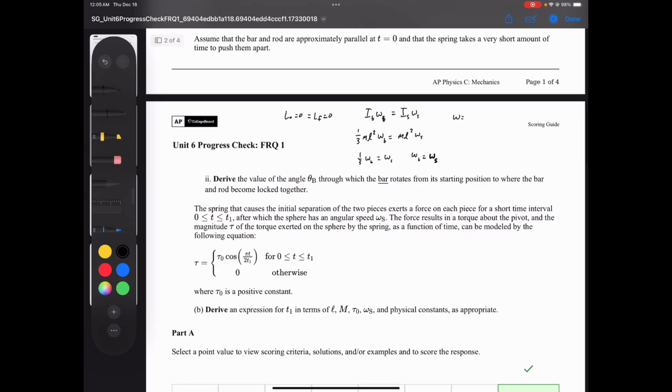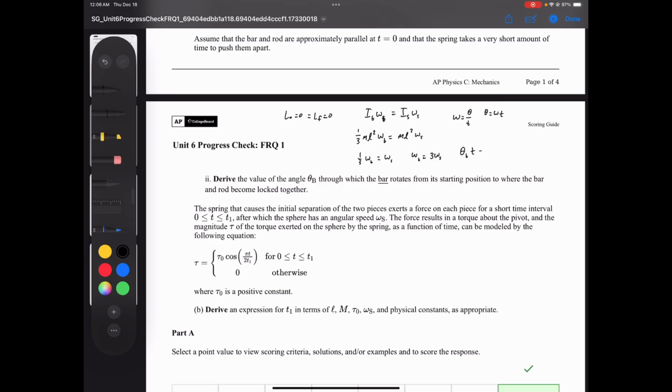Well, I know that omega is equal to theta over t, and the t is going to be the same for both of the objects. So I have theta of the bar over t. Whoops, I'm going too fast here. All right, so 3 omega s. The angular velocity of the bar while they're rotating is 3 times the angular velocity of the sphere, because the sphere has 3 times the moment of inertia.